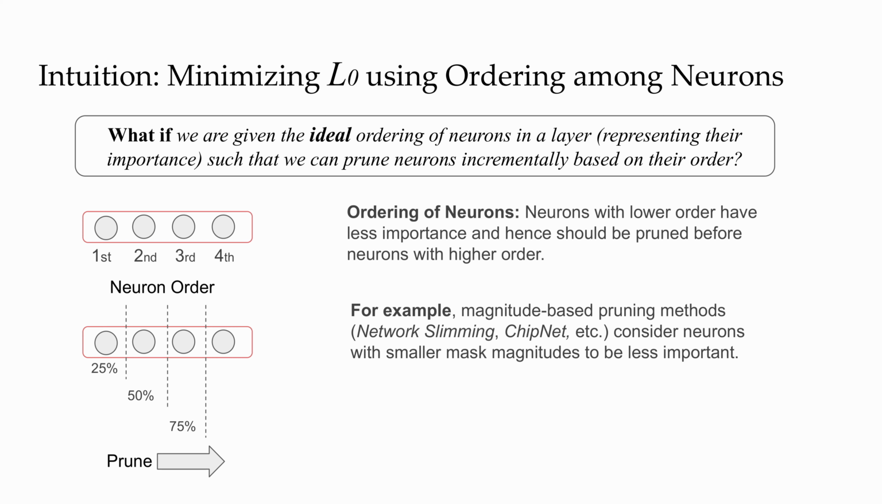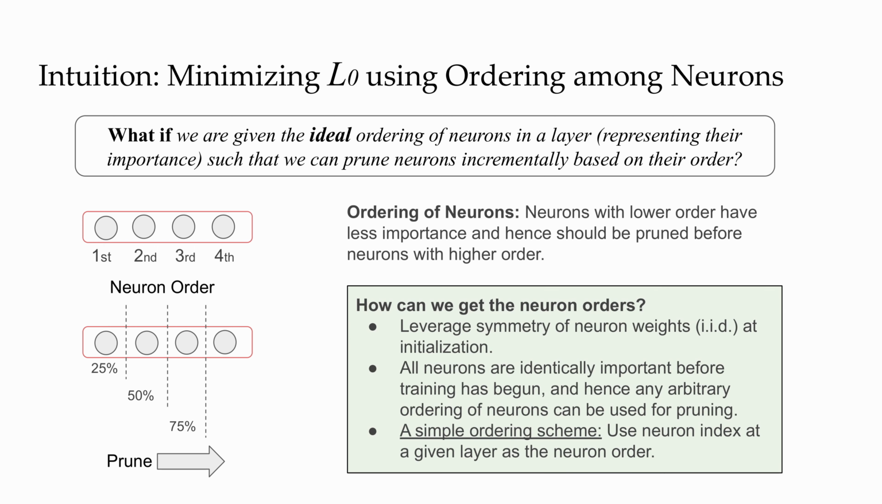For example, given a layer with 4 neurons as shown in the figure, we can first sort the neurons according to their order, and then prune the neurons based on their order to achieve different levels of L0 sparsity. Note that this concept of pruning neurons based on their order is related to magnitude-based pruning methods. For example, network slimming and ChipNet, where neurons with smaller mask magnitudes are considered less important and hence are pruned first.